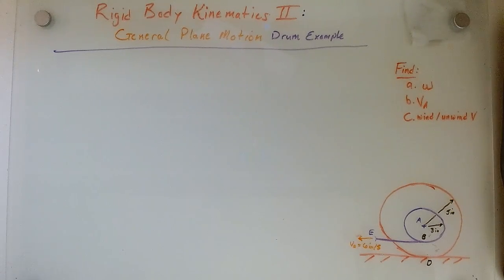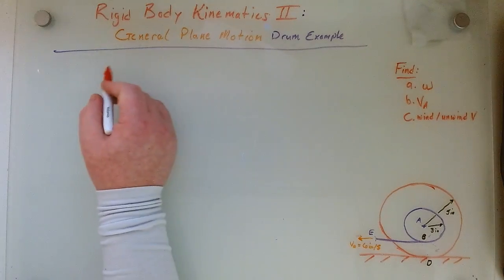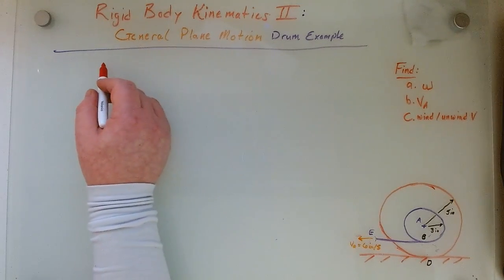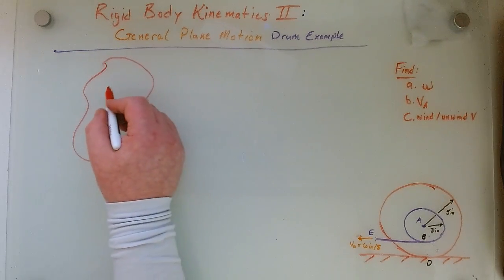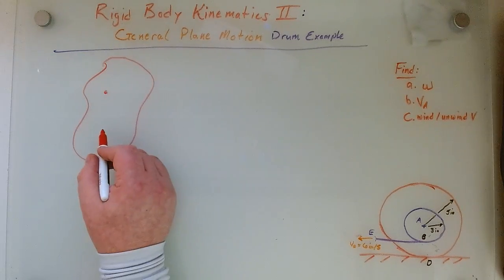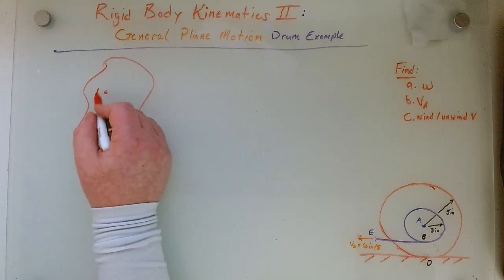So, as promised, this conversation about the instantaneous center of rotation has a second component to it that I think is pretty cool. If we have some sort of a general object, some sort of random object, we can define point A and point B, right? So we'll call this A.